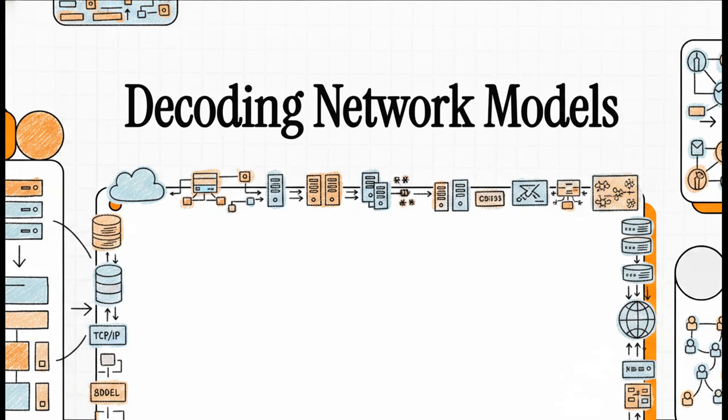Welcome to this explainer. If you're an aspiring network engineer or just grinding through your CCNA prep right now, you're going to want to grab your notepad. This is an absolutely crucial topic. Today, we're diving deep into decoding network models, specifically focusing on the core architectural blueprints that make the internet actually work, OSI versus TCP/IP.